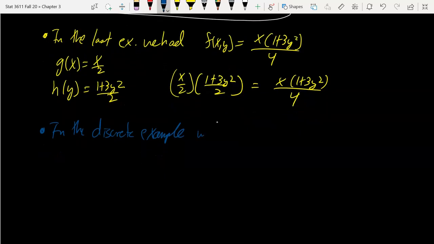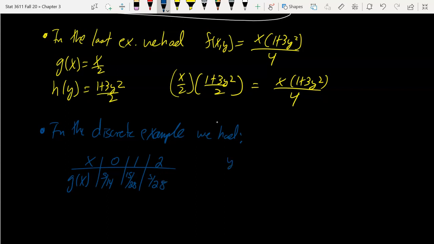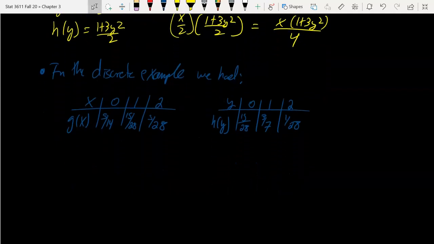So in the discrete example, we had the following marginals from that table, right? We had 0, 1, and 2. We had 5/14. This is the pens example. If you look at your column totals and your row totals from the pen example, we had g of x, and we had h of y, 0, 1, and 2. And this was 15/28, this was 3/7, and this was 1/28, I believe, if I reduce that down. Okay? All right. So in the discrete example, there's no quick way to do this.